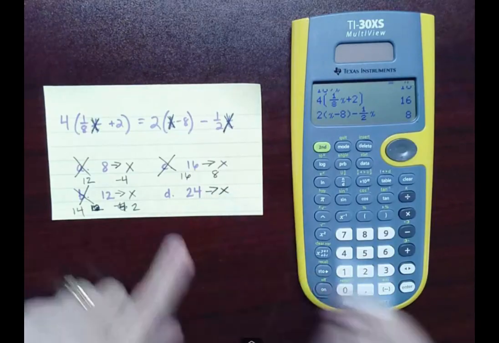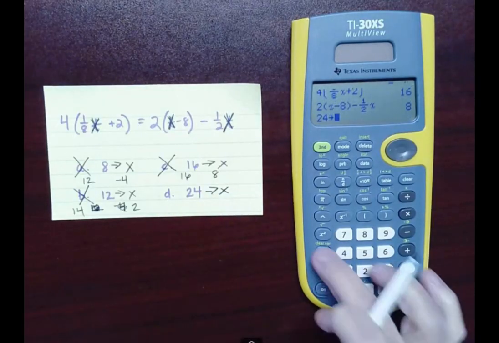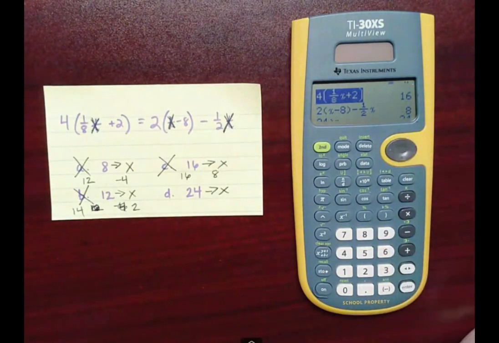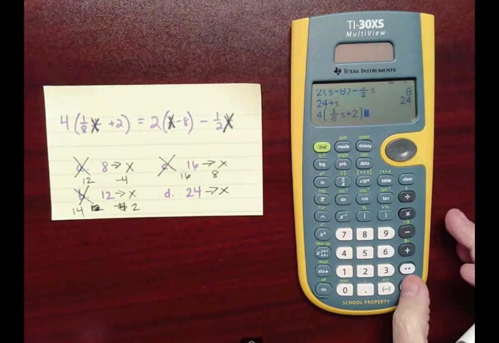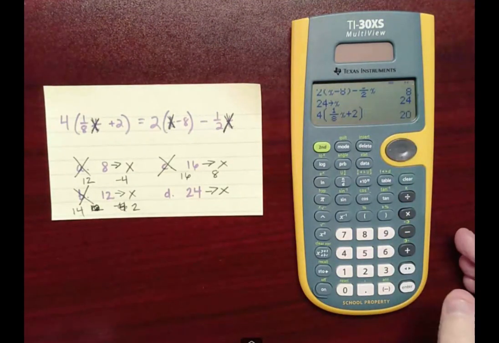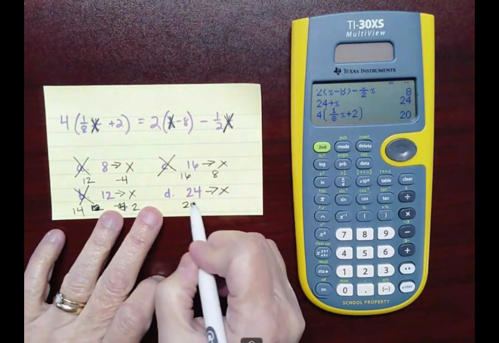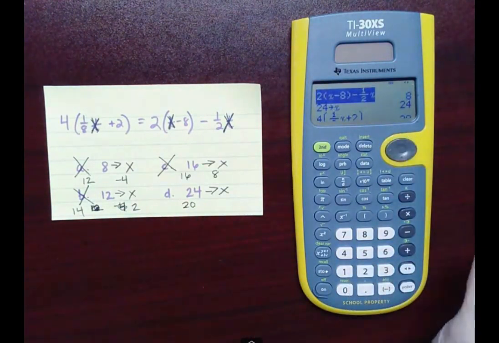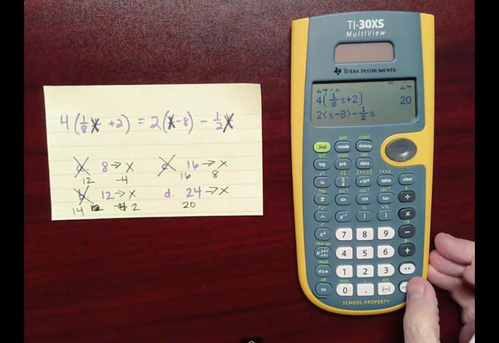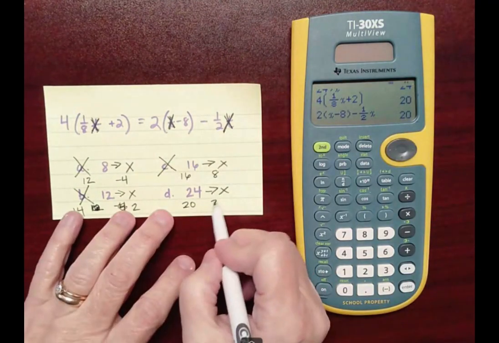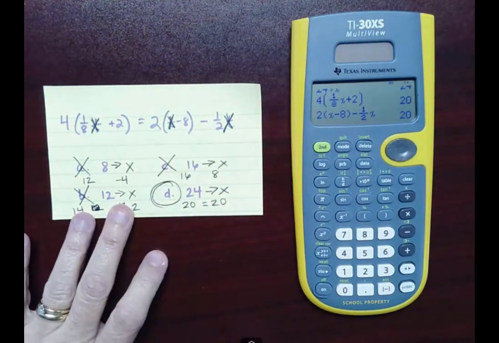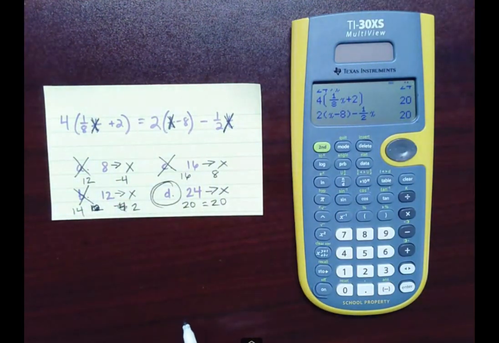24 for X. 24, store X. I'm going to scroll up to there. Hit enter. Copy and paste it to the bottom. Enter again. I get 20. Now let's do it on the right side of the equation. This side. Hit enter. Copy and paste. And there's 20. So 20 equals 20. D is the correct answer.